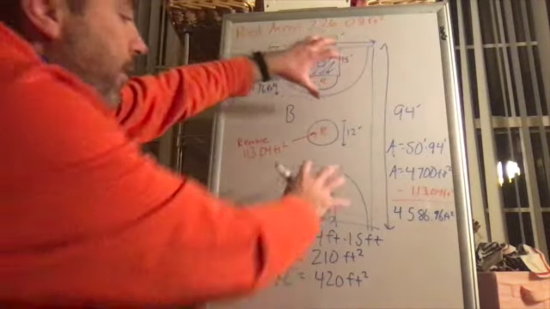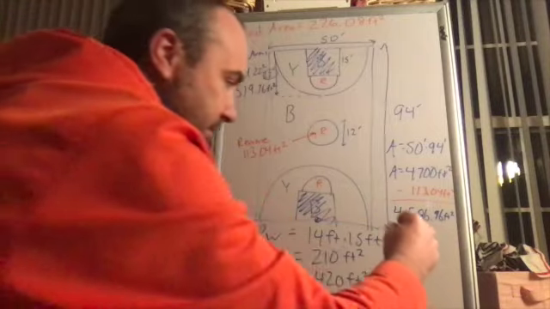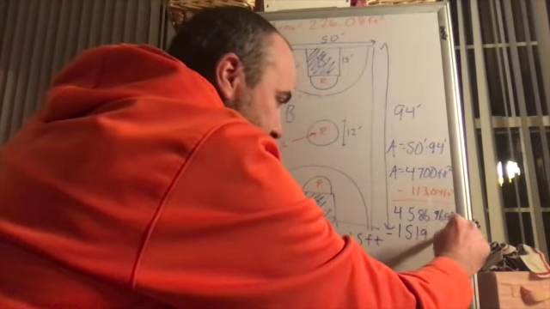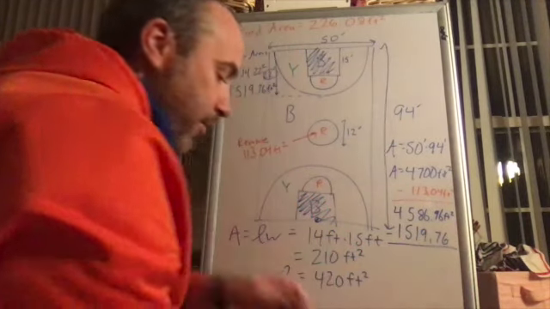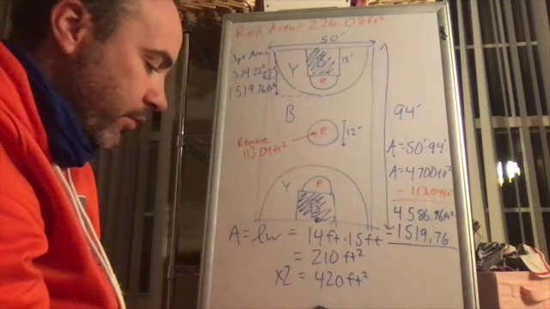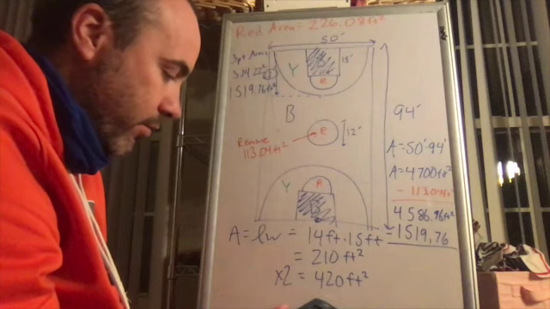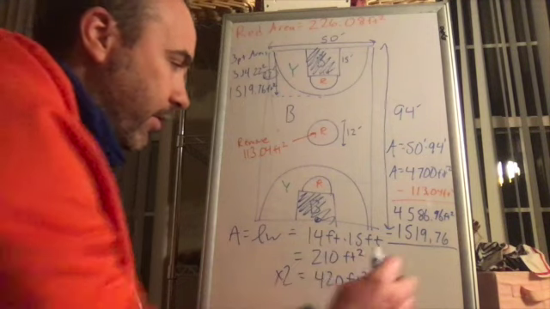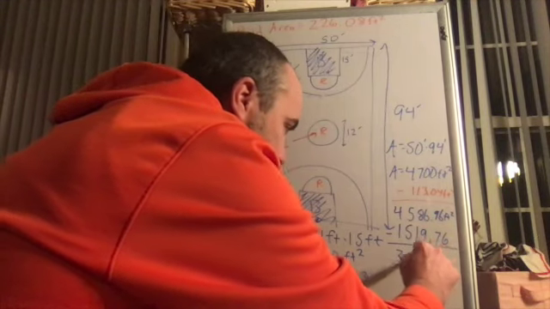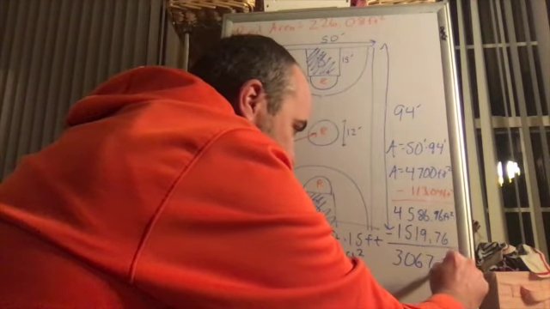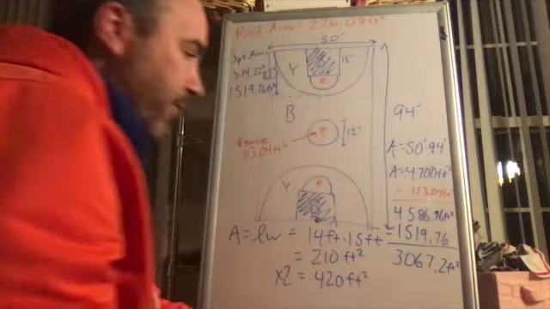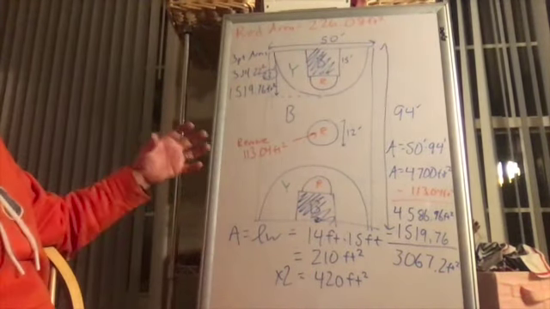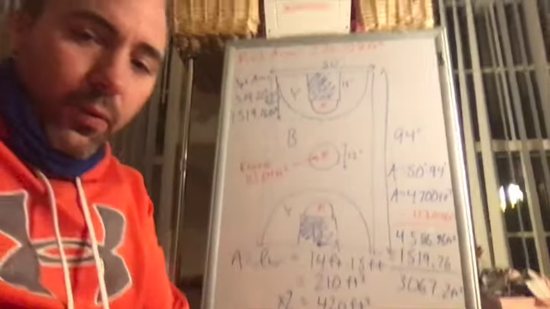So that means I need to remove that big area from this. So I'm going to subtract 1,519.76 from what we had before, 4,586.96. So now we're down to 3,067.2 square feet. All right, so let's figure out what we have right now.